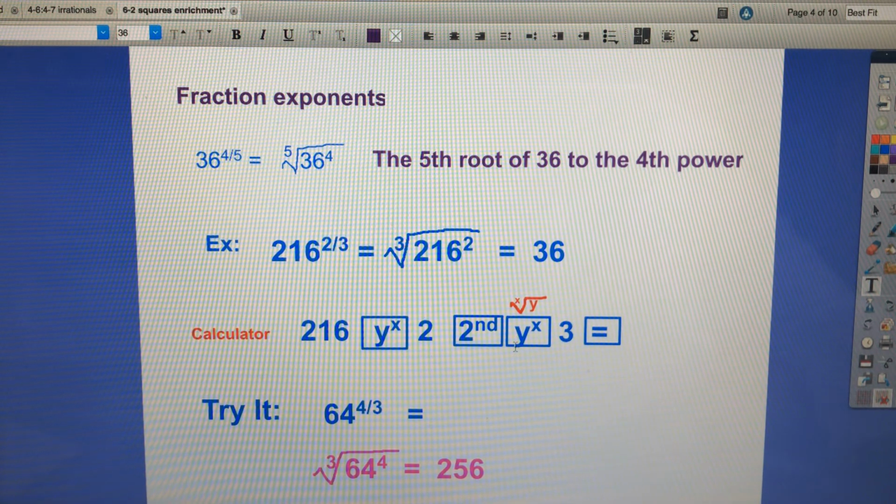Anyway, I have a cubed root, so it's 3, equals. Try this one on the calculator. 64 to the 4th power. So I'm going to do 64, y to the x, 4. Second key, y to the x, 3, because it's cubed root, equals 256.